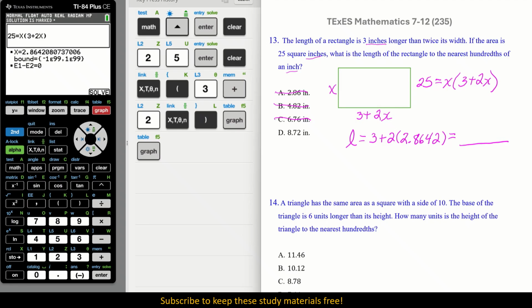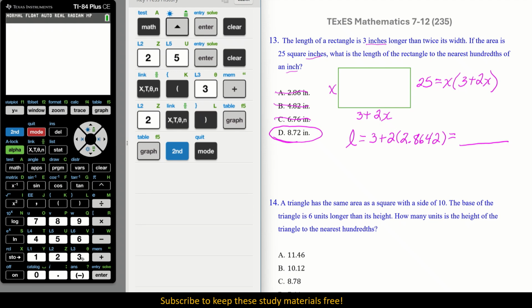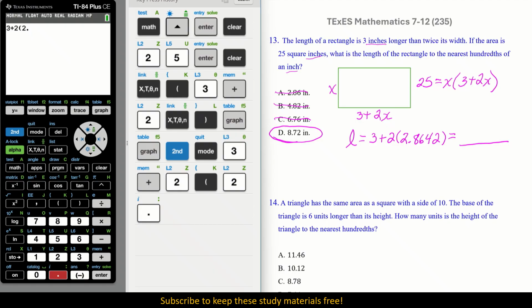I don't even think C's it. I think D is it. Well, how do we find out? Let's go second mode to back out, and let's put in 3 plus 2 in parentheses... 2.868642, close. Double check my numbers.